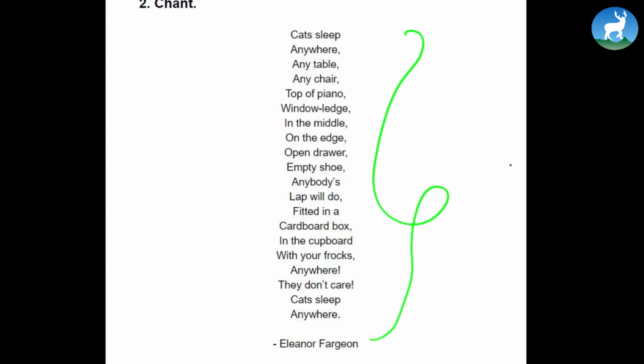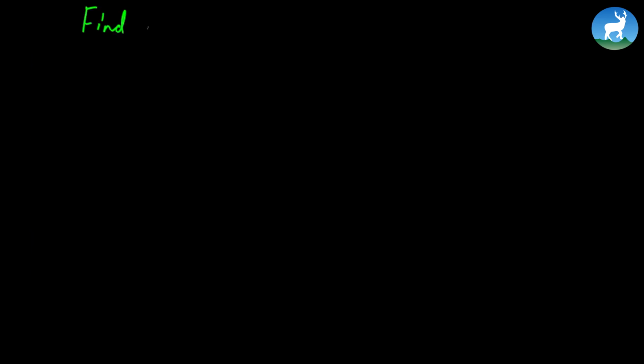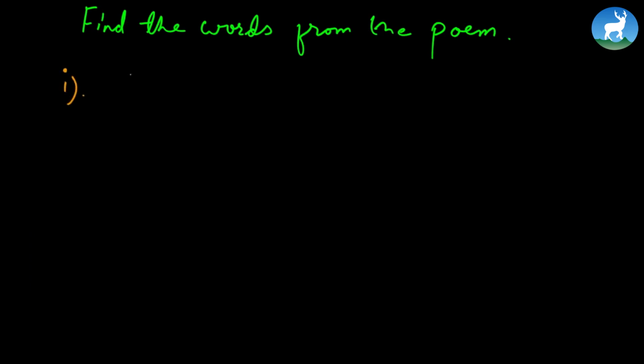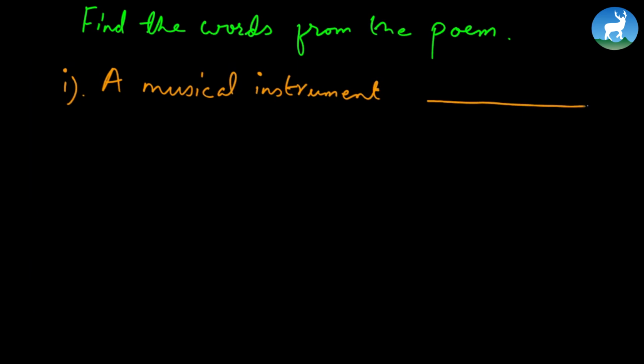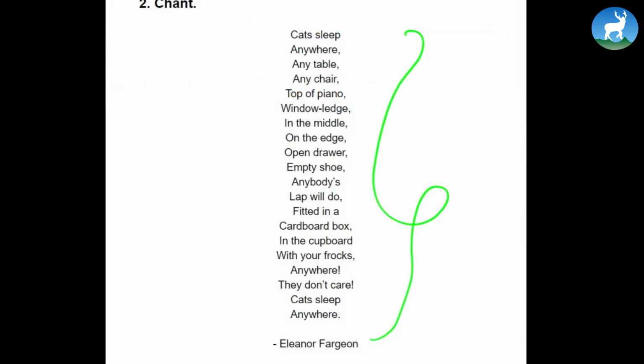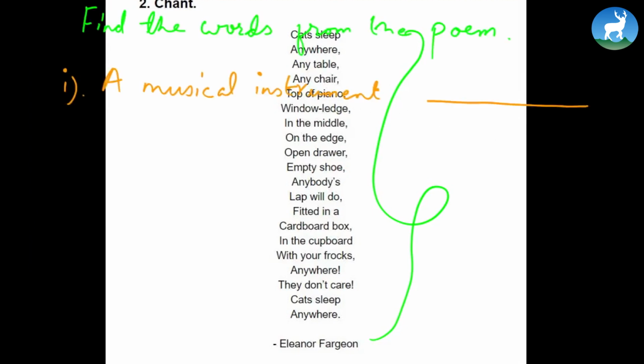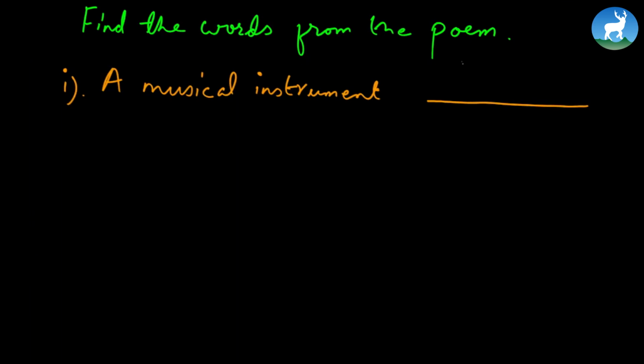Now, if you are to follow the exercises, think of this. Find the words from the poem. Number 1. In the poem which I just read, which musical instrument is mentioned? A musical instrument. Read the poem again. All right, here you go. Piano, you see, it mentions the piano. The musical instrument is piano.